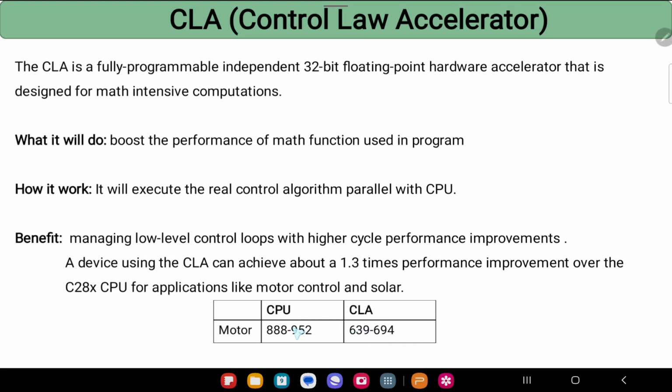Okay, so for example, if you are using the CPU for motor applications, the CPU needs 880 to 952 cycles to perform the task, whereas when you are using the CLA, the control accelerator, it will use 639 to 694 cycles to perform the same task. So it enhances the performance capability by 1.3 times. So I recommend that when you are developing the control algorithm for any kind of application, please use control accelerators to improve the performance of the system.